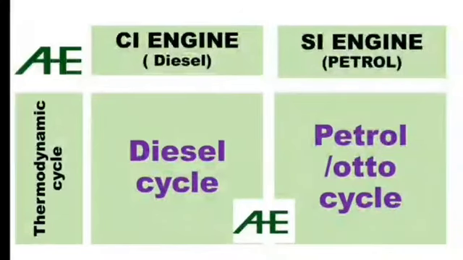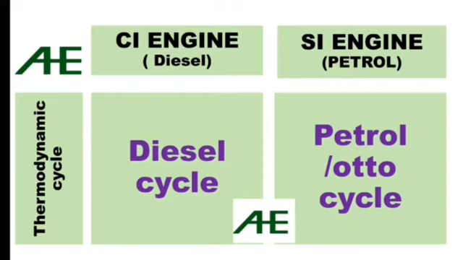Next one is thermodynamic cycle. In thermodynamic cycles we have learned that pressure, volume and temperature have an interchangeable relationship between them and unique characteristics for every cycle. Here one point we have to note. First, in a CI engine the diesel cycle is used. It is named after the fuel, because the major fuel used in CI is diesel. And in an SI engine it is called the petrol cycle or Otto cycle.